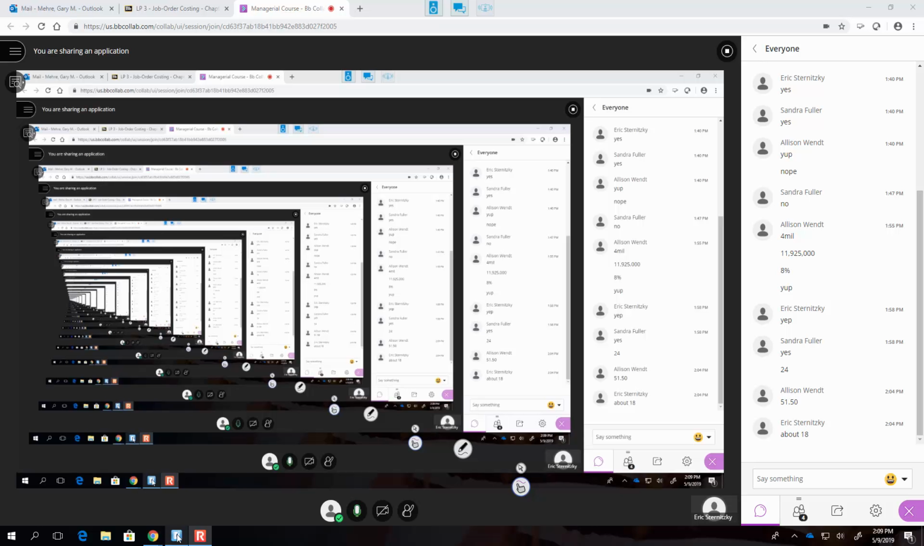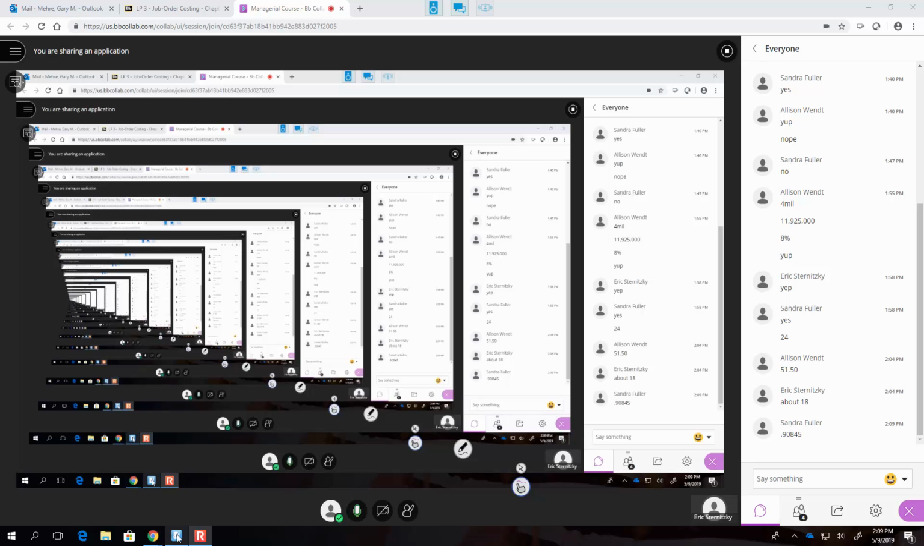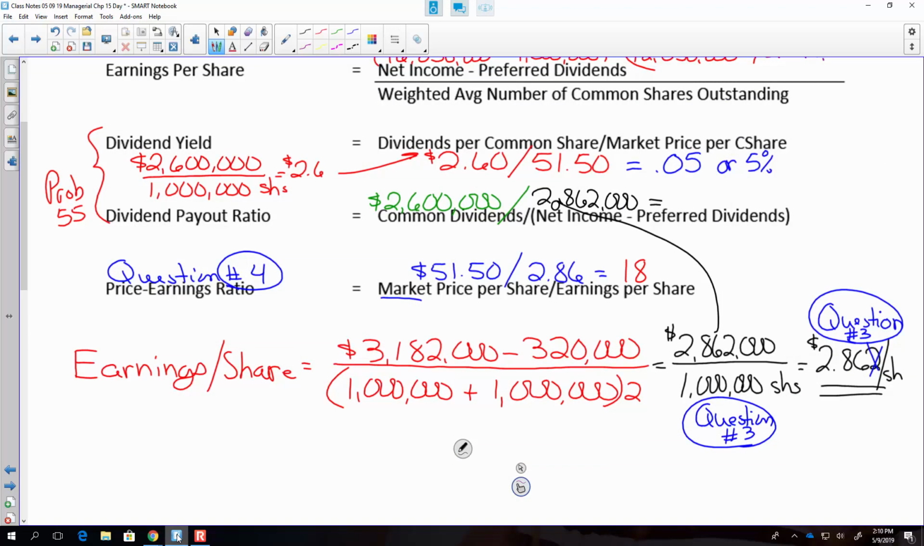Sandy, are you with us? Yep, she is. .908, and they want us to go to 2 decimal places. So 0.91. That sound good, guys? 0.91. If I'm rounding, I'll put this in green. 0.91 is the answer to question number 3 in problem 55. 0.91 or 91%.